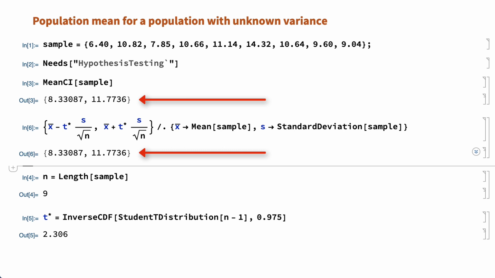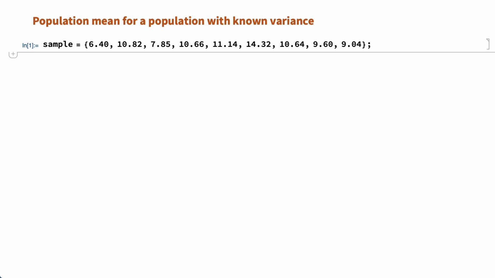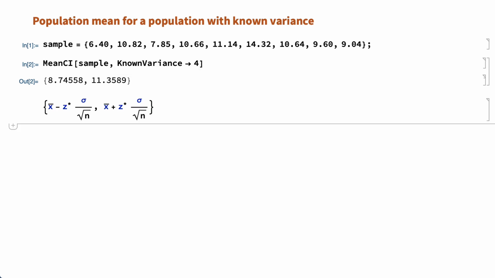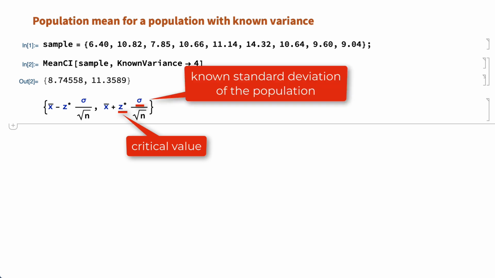Confidence intervals for the mean of a population when the variance is known are much less common. The mean CI function has an option called known variance, which is used for entering the value of the variance. This shows mean CI used to give a confidence interval for the sample entered earlier, but with the assumption that the population has a known variance of 4. This result uses a formula that gives the endpoints of the confidence interval in terms of the sample mean x bar, a critical value z star, which is based on the normal distribution rather than on the student t distribution, the sample size n, and the known standard deviation sigma of the population.